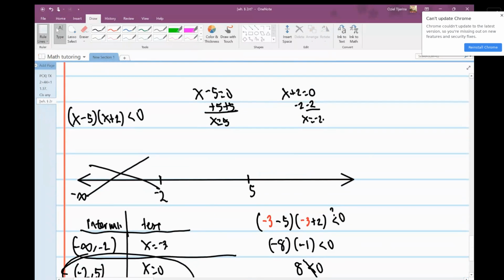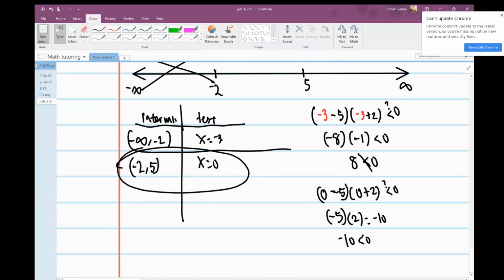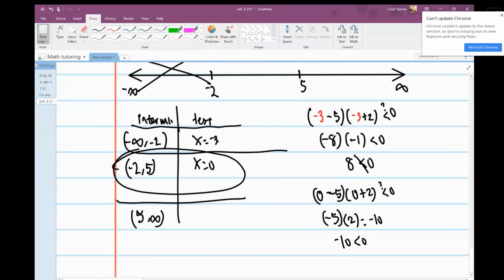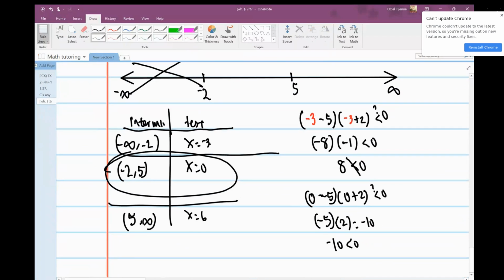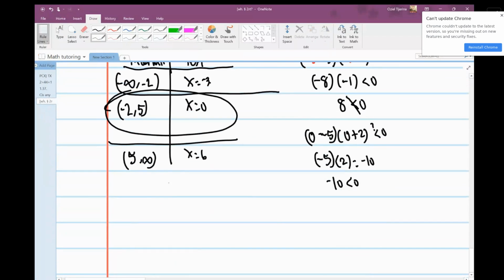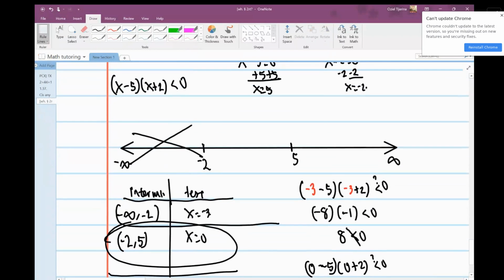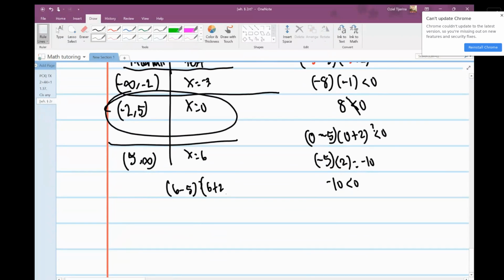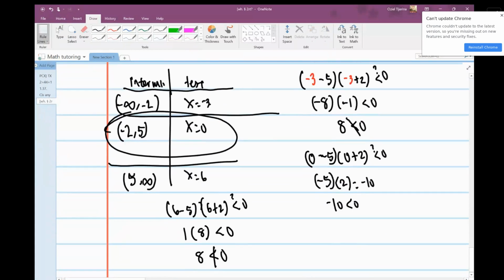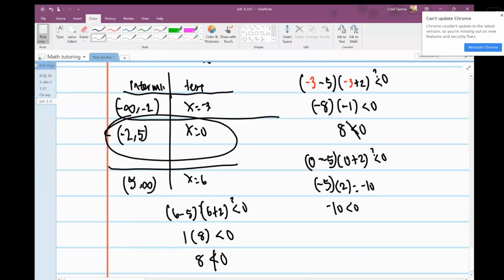Now we test 5 to infinity. For 5 to infinity, we can test x equals 6. If we test x equals 6, we have 6 minus 5 times 6 plus 2. Is this less than 0? So basically we have 1 times 8 less than 0, and 8 cannot be less than 0. So this means that this one cannot be a solution either.